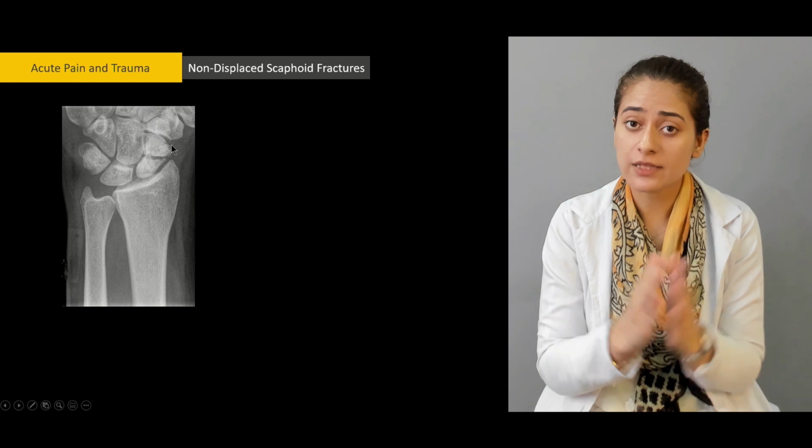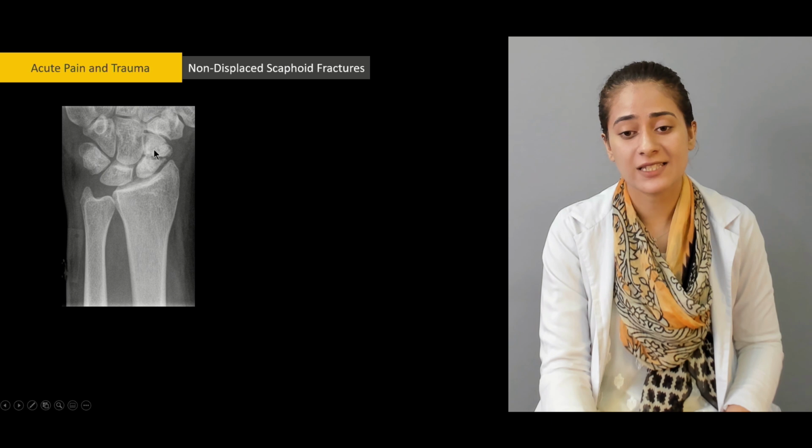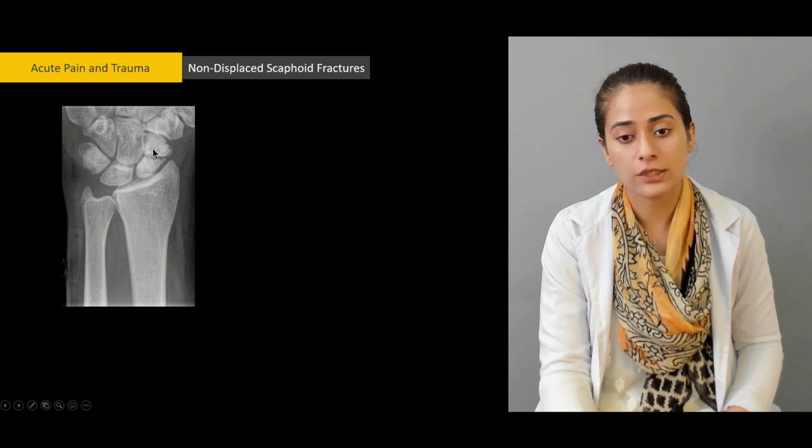So let's now focus on this fracture line here. This is a scaphoid through and through fracture, but it is not displaced.